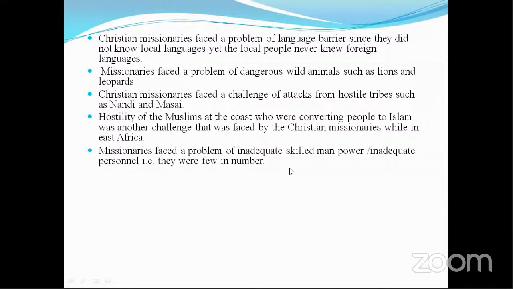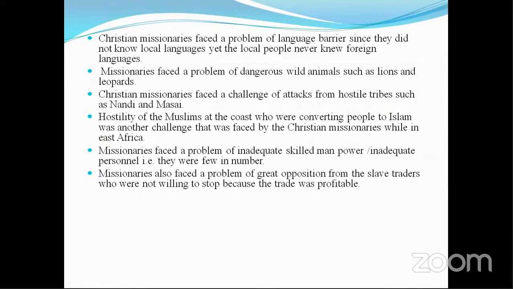We are moving over to this other point here, which is that missionaries also faced a problem of great opposition from slave traders, who were not willing to stop because the trade was profitable. Remember, missionaries looked at slave trade as something that was inhuman. So they needed to stop slave trade and replace it with the legitimate trade, the right trade, the trade that was acceptable. But slave trade was not acceptable. So now they were fighting slave traders, and the slave traders would not just let these people fight them like that. So they staged some stiff resistance.